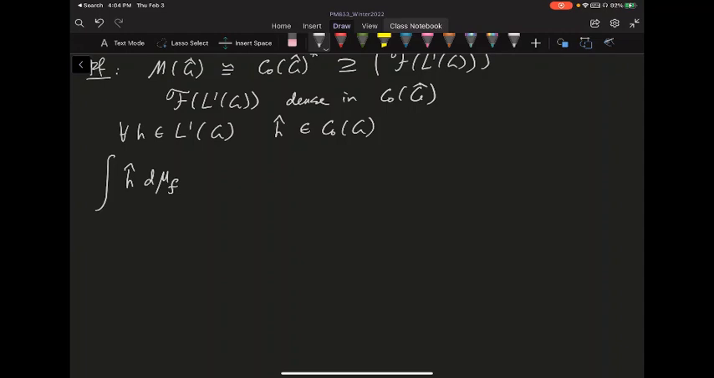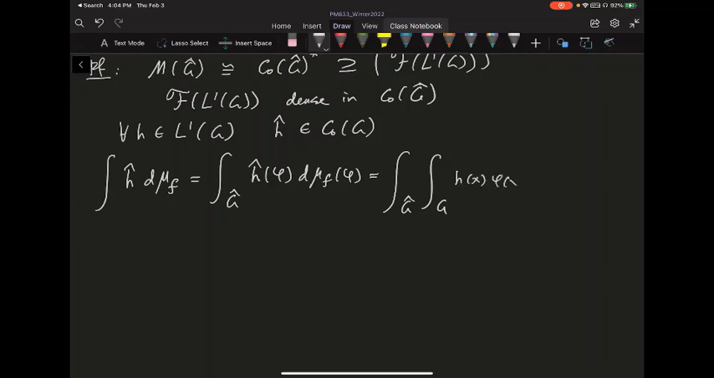Well, what does that mean? Let's just write it out. This is an integral on G hat, first of all. So let's just write the formula in here. I have a dμ_f of φ. And the ĥ, by definition, is an integral along G. So I have the h of x, φ of x inverse, or φ of x bar, dx.